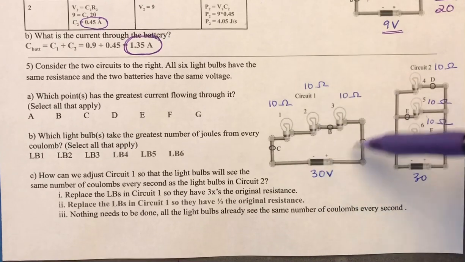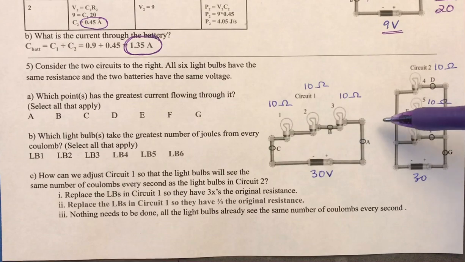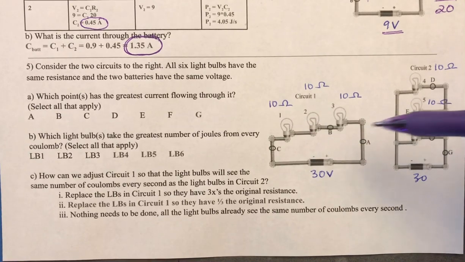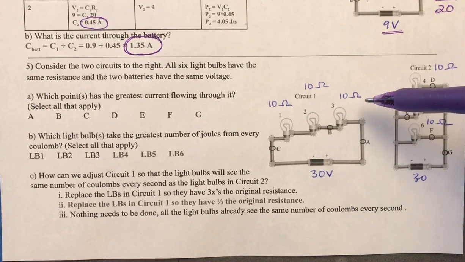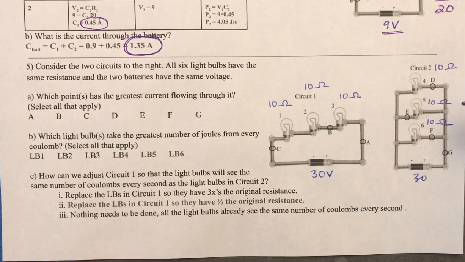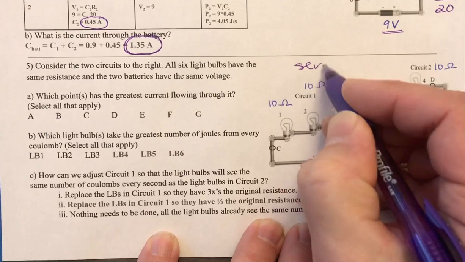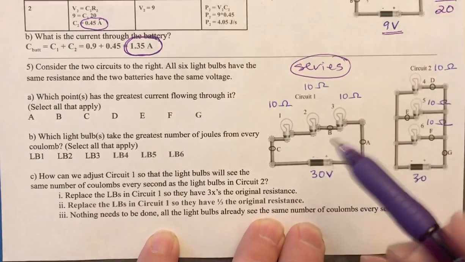Okay. Now, number 5 is a little bit strange in that none of the voltages or the resistances are given to us. So just to make it easier, I picked some resistances and voltages. They're all the same, but I think it just helps figure out what's really going on here. Now, this is what we call a series circuit.